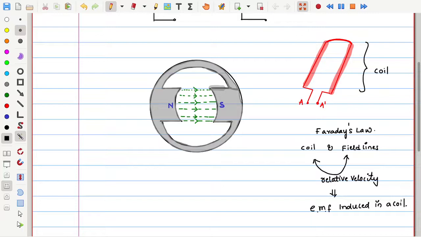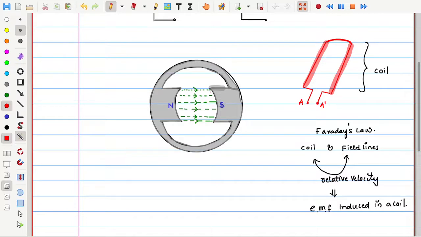Now we would like to incorporate Faraday's law over here. I have already taken the magnetic system, which consists of a magnet cut into the required shape, producing the magnetic field. The field lines are represented here in green color. In this magnet, I want to place this coil.